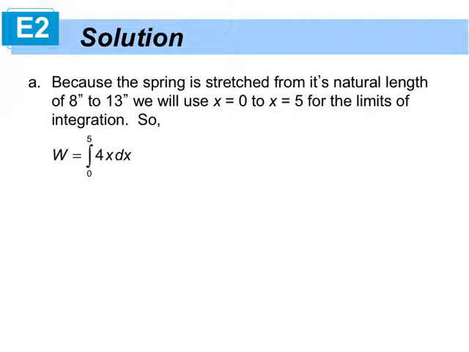Now notice it's 0 to 5, not 8 to 13, because 8 is its neutral position. That's 0 for us. And we stretch it a distance of 5 inches, not 13. That's its final position, not distance.